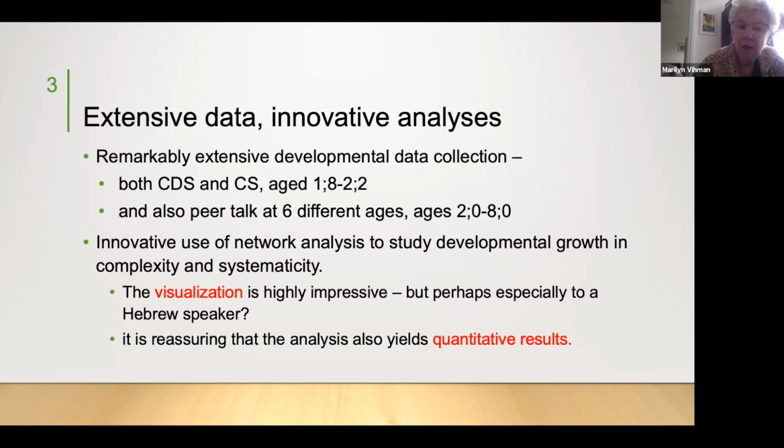And then through this network analysis, visualization that's possible, the changes in complexity, comparing the adult speech to child speech and the children over different ages, I find that very interesting, but really difficult to penetrate. I think it's quite opaque for somebody who doesn't know the Hebrew. So what's wonderful about the network model, the network analysis model, is that it allows you to have quantitative results as well. So that's basically what we're dealing with here.